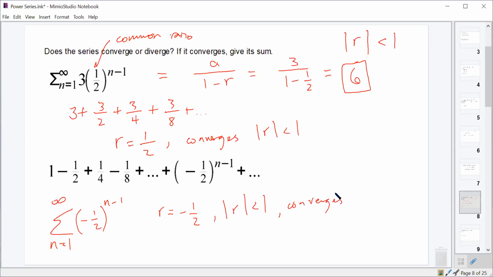The first term that we have is 1. So this equals 1 over 1 minus our common ratio, 1 minus negative a half, which should be 1 divided by 3/2, which should be 2/3.